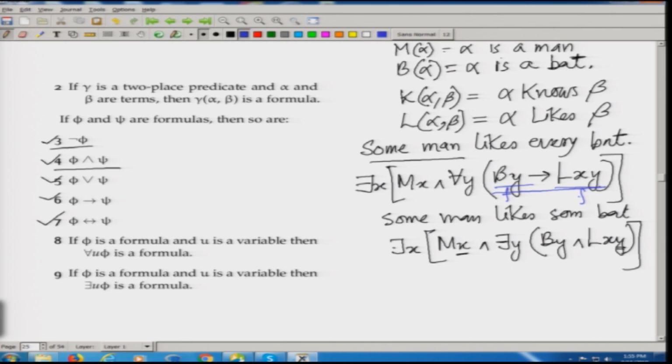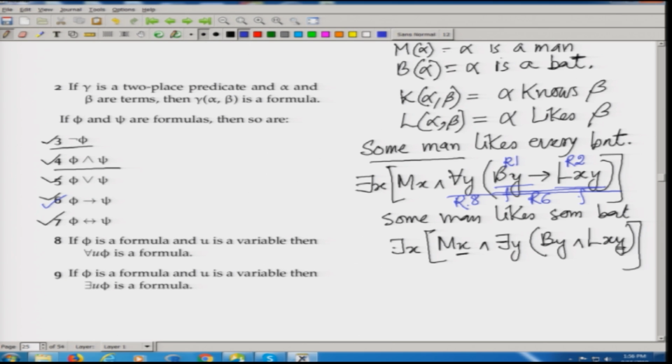So, what is the rule we used here? The first rule here is rule number 2. Then we have used rule number 1 for this. After that, here we have used rule number 6, that if both phi and xi are formulas, then so is phi implies xi. And then we use rule number 8 for constructing this. So we have seen that BY implies LXY is a formula.